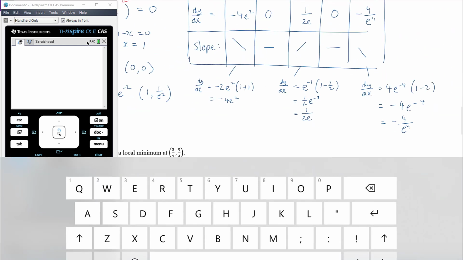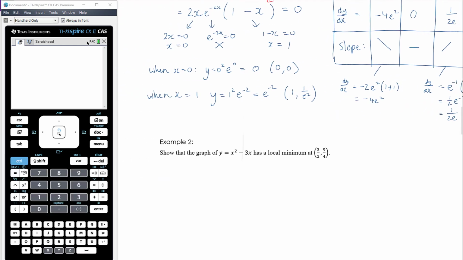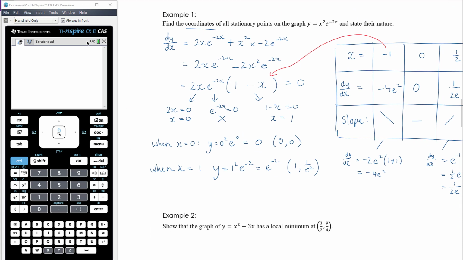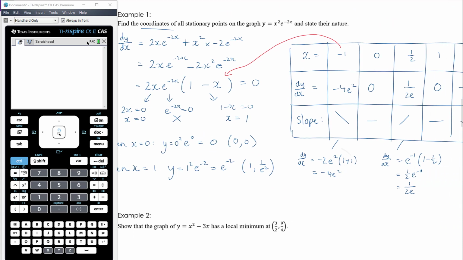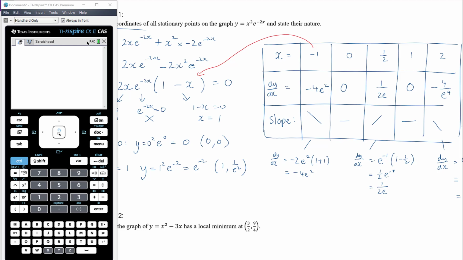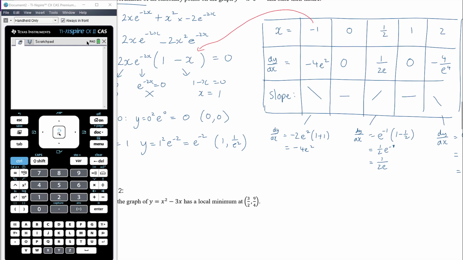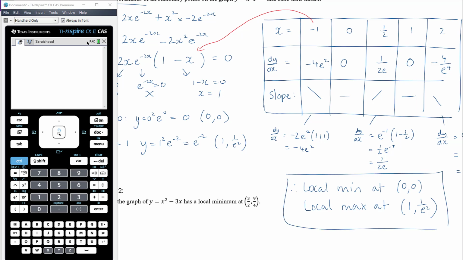So let's draw our conclusion, finish off our question. Let's be clear what the question asks us for. Find the coordinates of all stationary points on the graph and state their nature. Okay, so what do we have? At the point 0, 0, we have a local minimum. Local minimum at 0, 0, and we have a local maximum at the point 1, 1 on e squared. So we've given the coordinates of the stationary points and stated their nature. There's our final answer there.